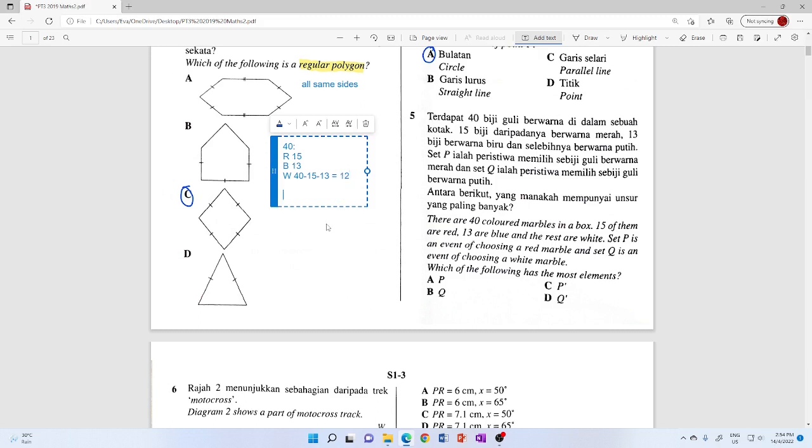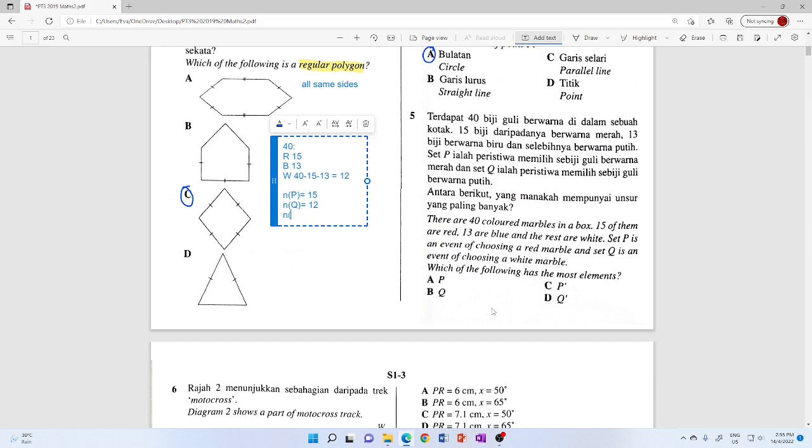Set P is an event of choosing a red marble, and set Q is an event of choosing a white marble. You want to find the set that has the most elements, so you need to calculate the number of elements. So number of elements for set P. Set P, or event of choosing a red marble, so you can choose red marbles from 15 elements. Q is choosing white marble, so it's 12.